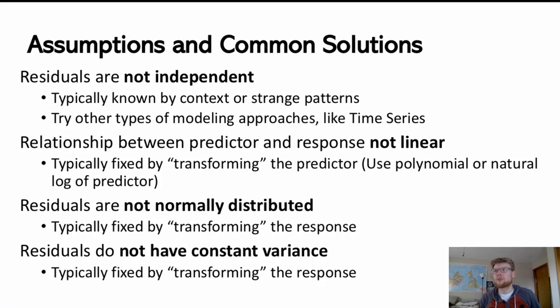The second assumption is that the relationship between predictor and response is linear. This is obvious, but if we're going to fit a linear term between a predictor and response, it makes sense only if the relationship itself is linear and not something else. This is an example where a predictor transformation would make a lot of sense. We might use a polynomial term or a natural log of the predictor as a way to change the representation of the predictor such that the transformed predictor and the response now have a linear relationship.